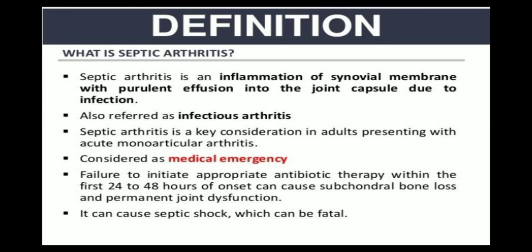Definition. What is septic arthritis? Septic arthritis is an inflammation of synovial membrane with purulent effusion into the joint capsule due to infection. As the definition says, septic arthritis affects our synovial membrane in which there will be purulent effusion. That means there will be presence of purulence or bacteria in the joint due to the infection. Also referred to as infectious arthritis. It is also referred to as infectious arthritis because there is presence of bacteria in the joint or in the synovial fluid.